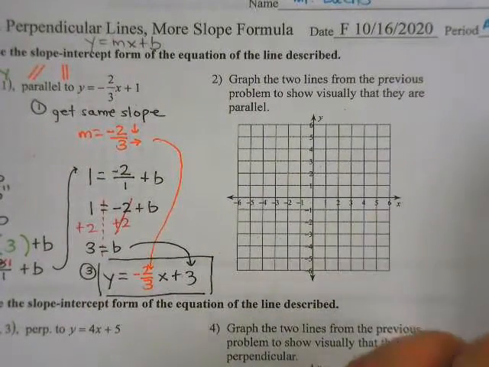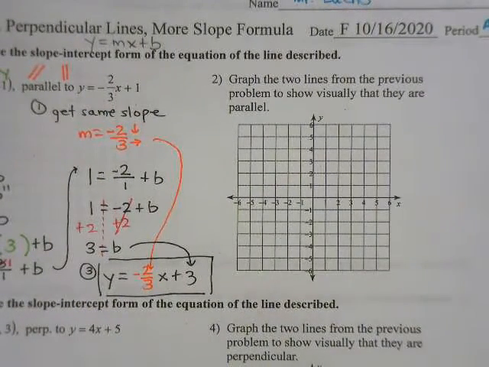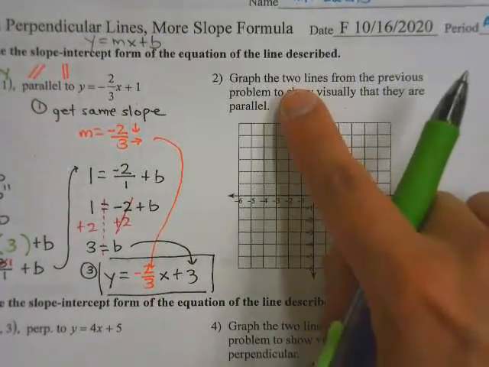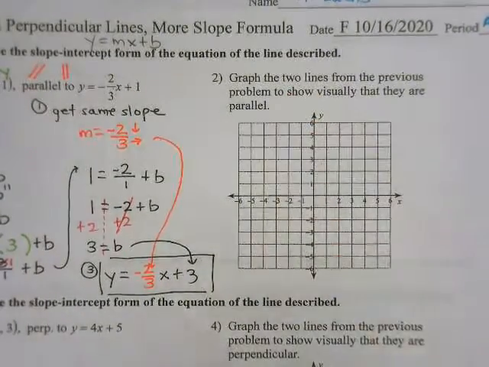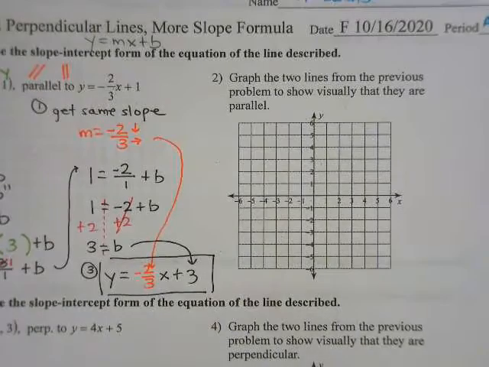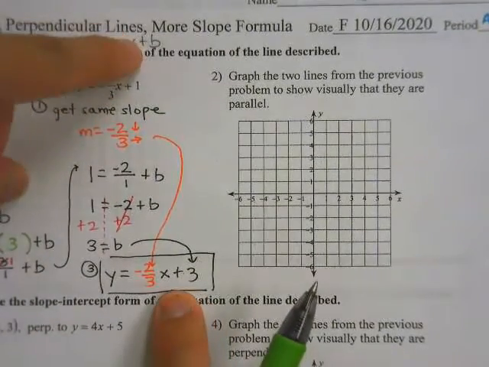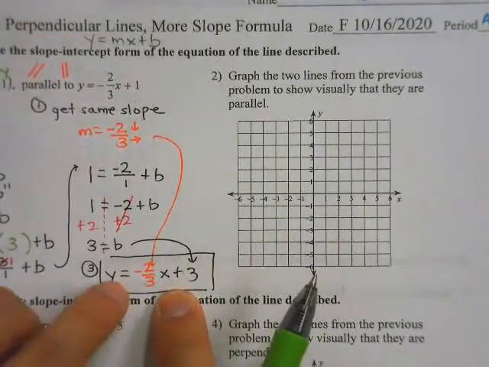This is nice, but from time to time, it won't be on every single problem today, I will ask you guys to graph these 2 lines from the previous problem to show visually that you're actually solving for parallel lines so that we have a visual. If they're not parallel lines, then something was wrong in the calculation. So we're going to graph these 2 lines over here, the original that we got and our answer.